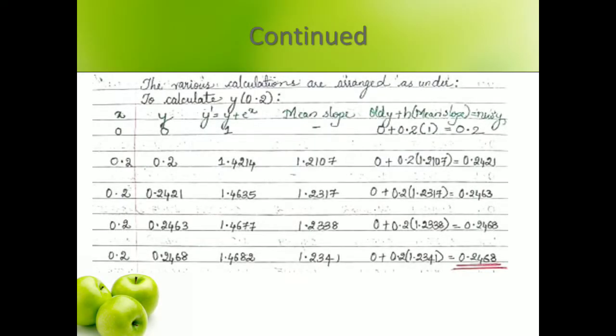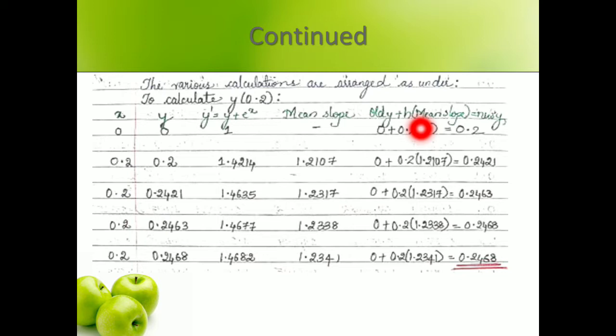We'll prepare a table now. So the table goes like x, y, y dash, mean slope, then new y value. New y value is old y value plus h into mean slope. So initially you have x is 0, y is 0, y dash will be 1 because e to the power x is there. E to the power 0 will be 1.